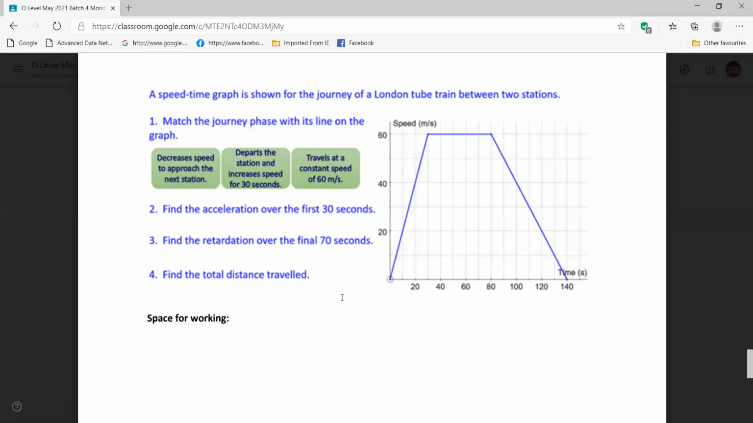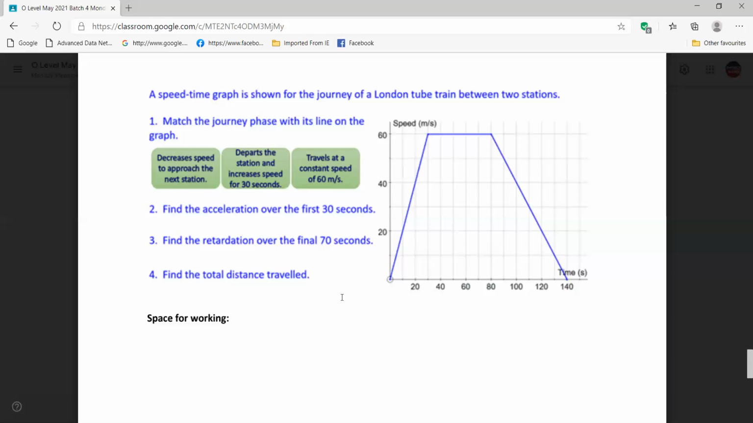So what is the change in velocity? Sir, it's speed, meter per second, the change in velocity, and time is time. So it means meter per second divided by second, meter per second square. So what is the answer? 60 divided by 30 is equal to 2 meter per second square. Yeah, continue next. Thank you.